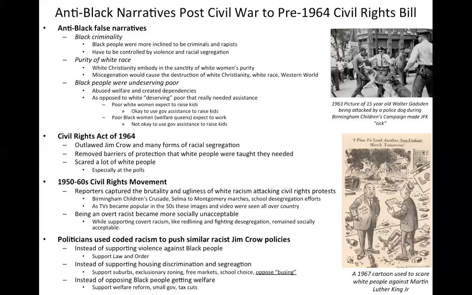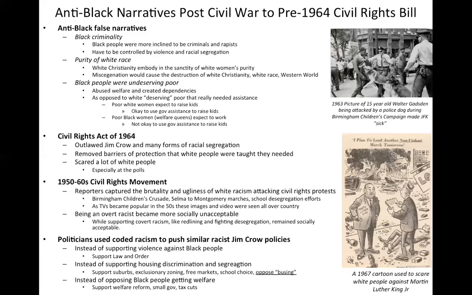And instead of opposing Black people, instead of saying Black people shouldn't get welfare, we can support welfare reform, or we support small government or tax cuts and things like that. So we'll talk about how, throughout the section, they use things like that as this nice coded way to essentially push policies that hurt Black people and Black communities.